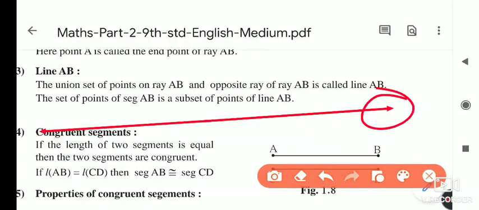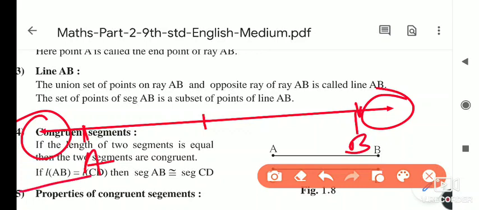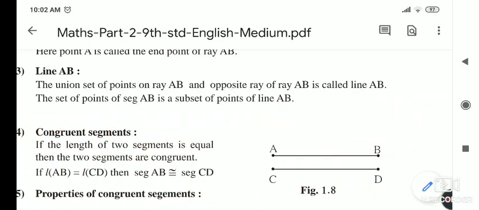Here it is an arrow, and here it is also an arrow, and it never ends. This is line AB. The union set of ray AB and the opposite ray of AB is called line AB. And the set of segment AB is a subset of line AB. Segment AB is from here to here, but line AB has no end, so segment AB is a subset of it.